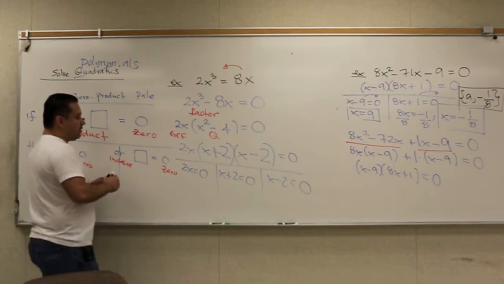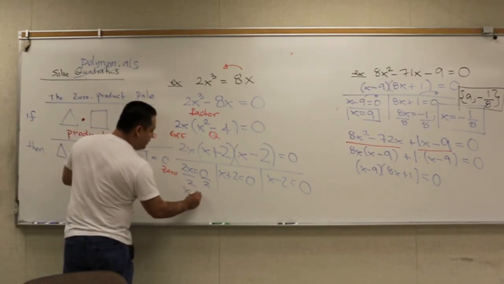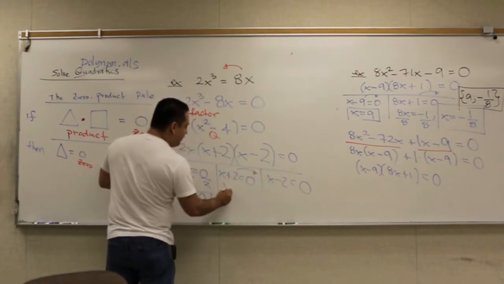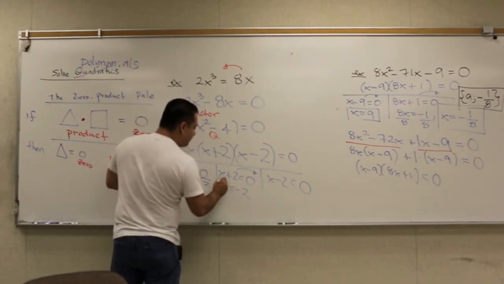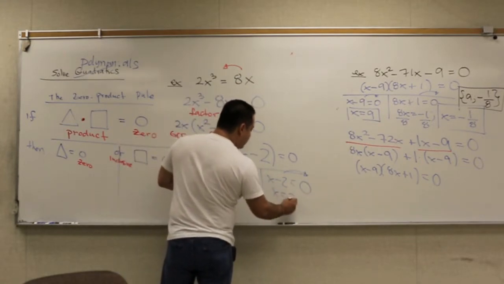And how do you solve each? Divide by 2. We get x is what? 0. Translate your 2. We get what? X is negative 2. Translate your 2. We get x is what? Positive 2.